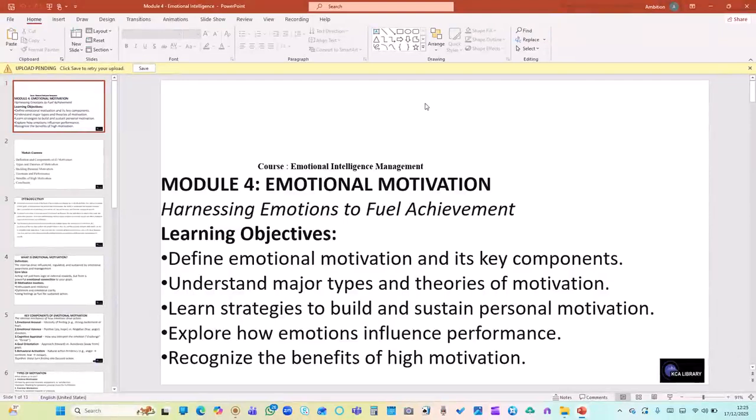By the end of this lesson, students should be able to define emotional motivation and its key components, understand major types and theories of motivation. Students should also be able to learn strategies to build and sustain personal motivation. Students should also be able to explore how emotion influences performance. At the end of this study also, students should be able to recognize the benefit of high motivation.